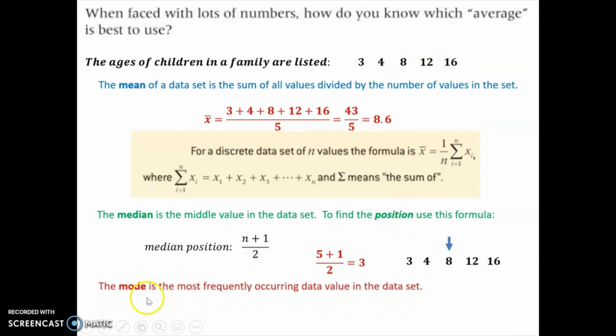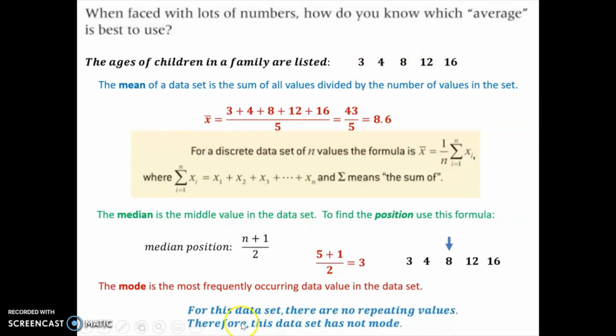Finally, we have the mode. The mode is the most frequently occurring data value in the data set. In this data set, no value repeats. Therefore, you cannot say that 1 is the most frequently occurring. In this case, for this data set, there are no repeating values. Therefore, this data has no mode. That should say no mode.